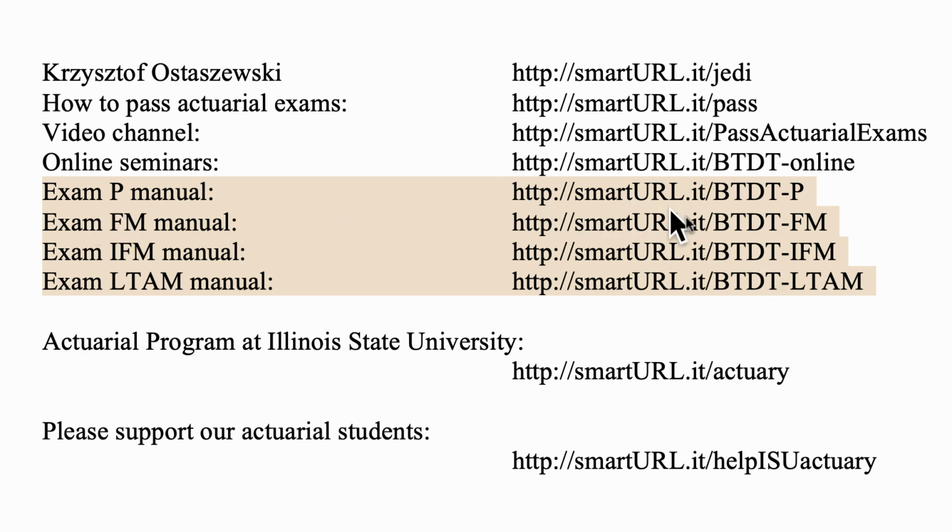So for example, P manual at smarturl.it/btdt-p. BTDT stands for what I think is the approach to studying you should adopt when you take actuarial exams. You should study for a grade of 10 on the exam. You should overstudy. You should study so much that every time you see a problem on the test, you should be able to say to yourself, been there, done that. You should never try to study for a 6, because then you will not be a great actuary.